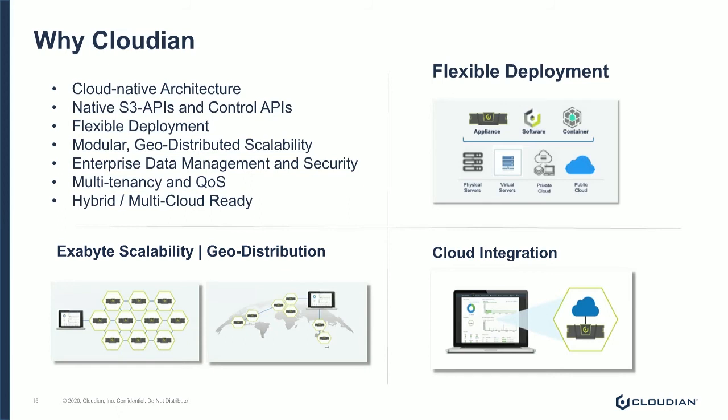It is a modular design where you have the ability to scale out and each and every node runs the exact same software. So when you add and scale, you're scaling linearly from a functionality perspective. It's a truly geo-distributed, multi-tenant solution with QoS, enterprise data management, security, and cloud integration where you can tier or integrate into any of the public clouds, tiering that data in the cloud's native format so there is no lock-in.